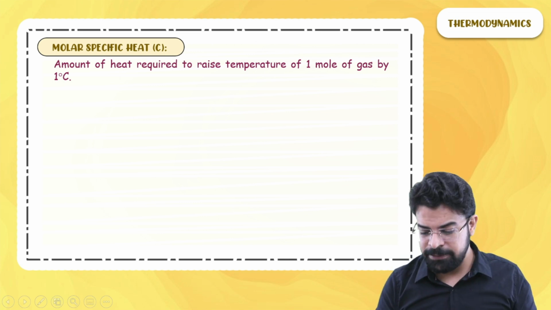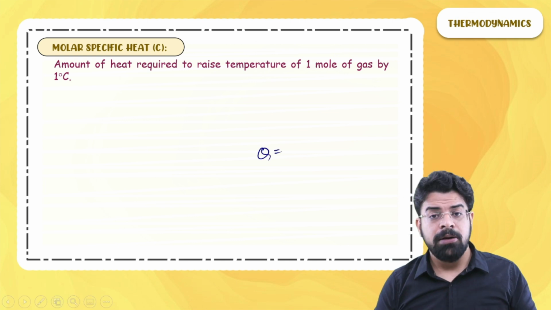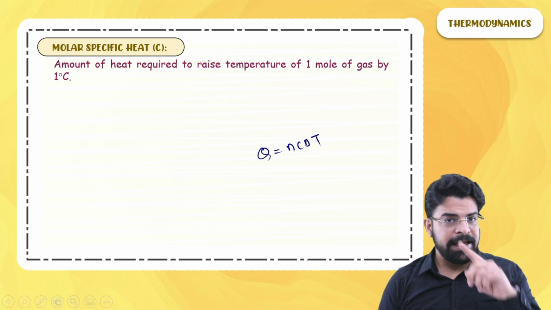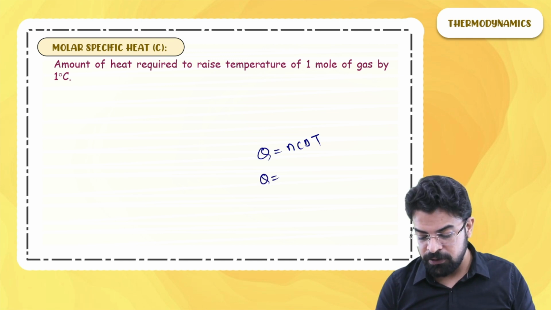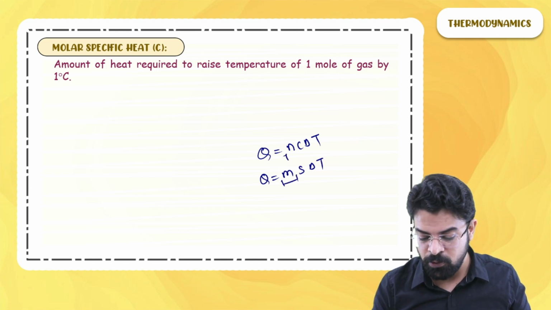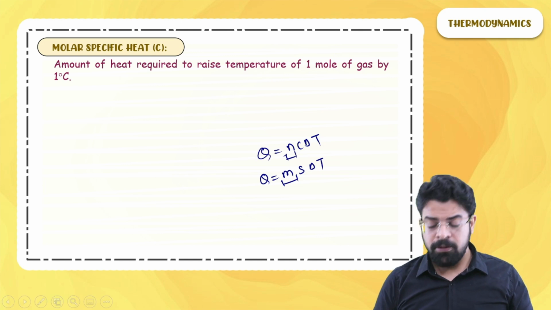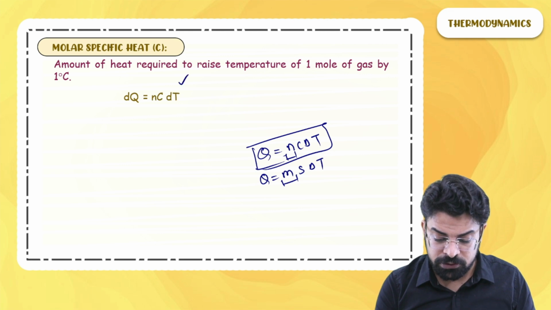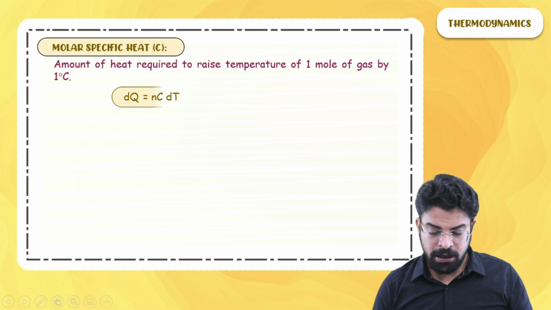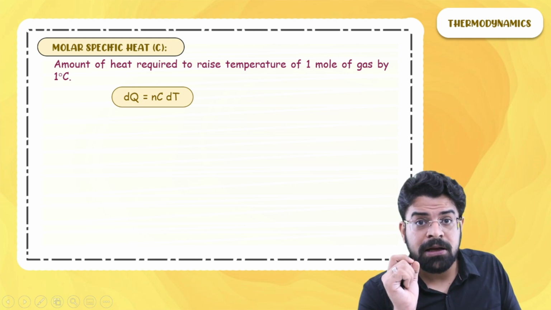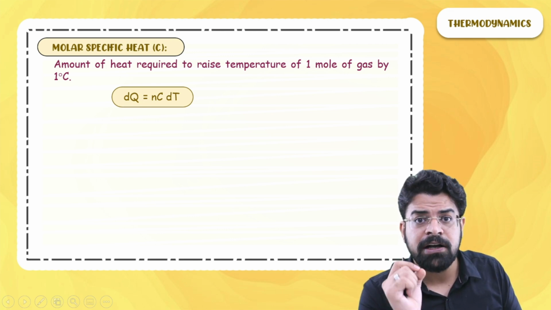So the relationship between heat given and molar specific heat is Q equals nC delta T. Just like in calorimetry, we got Q equals ms delta T. There we were talking in terms of kg mass, here we are talking in terms of moles. The formula remains the same. When you write this formula in differential format, you write dQ equals nC dT. Now once we have established this, let's utilize it to find the heat capacity for different types of processes.